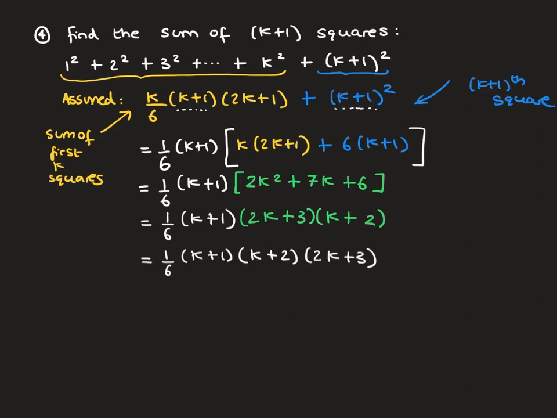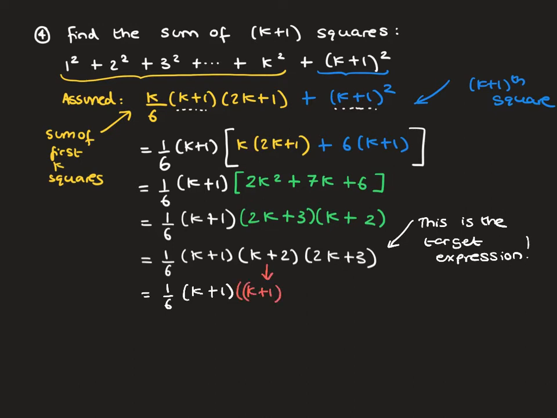Go back, look at the target expression. So this is the target expression that we wanted to get to. So we've done it. Now, if you want to, you can be very sophisticated and show that in each of these brackets, k is effectively being replaced by k plus 1. So, for instance, this bracket here, you could write it as k plus 1 plus 1. So that's the equivalent of k plus 1, but the k replaced by k plus 1.